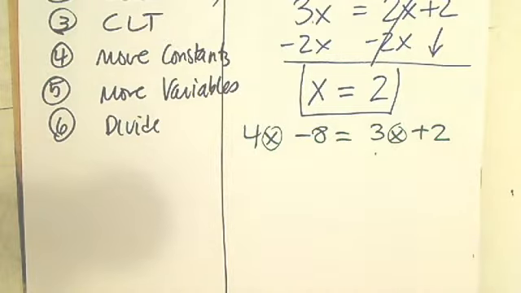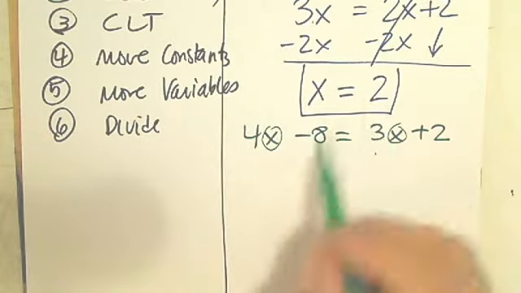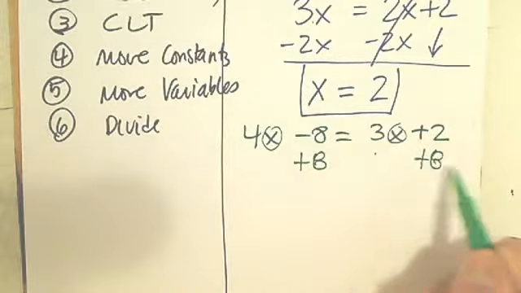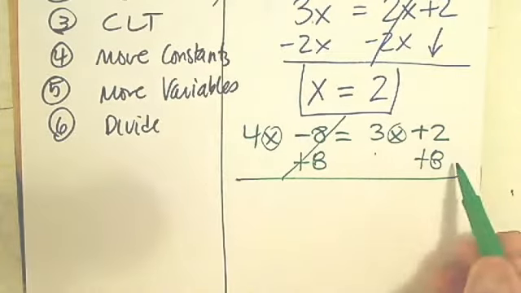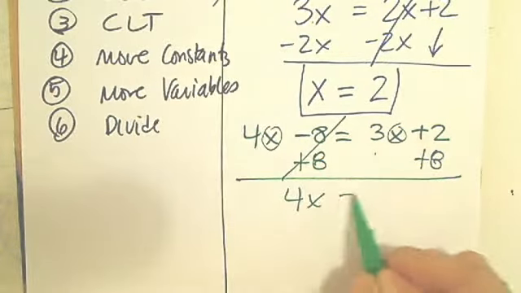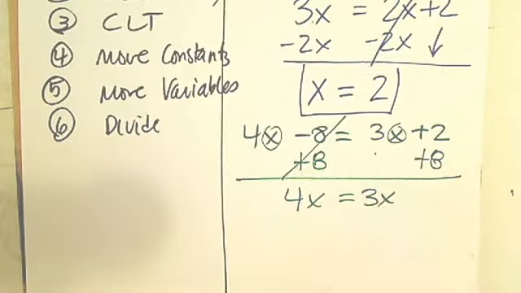See, now you have choices to make. You avoid the negative sign. So here, it's okay. You can add 8. If I were you, I would add 8 to avoid the negative sign, because that's where you would mess up if you do mess up. You add 8 here. 4x equals 3x plus 10.